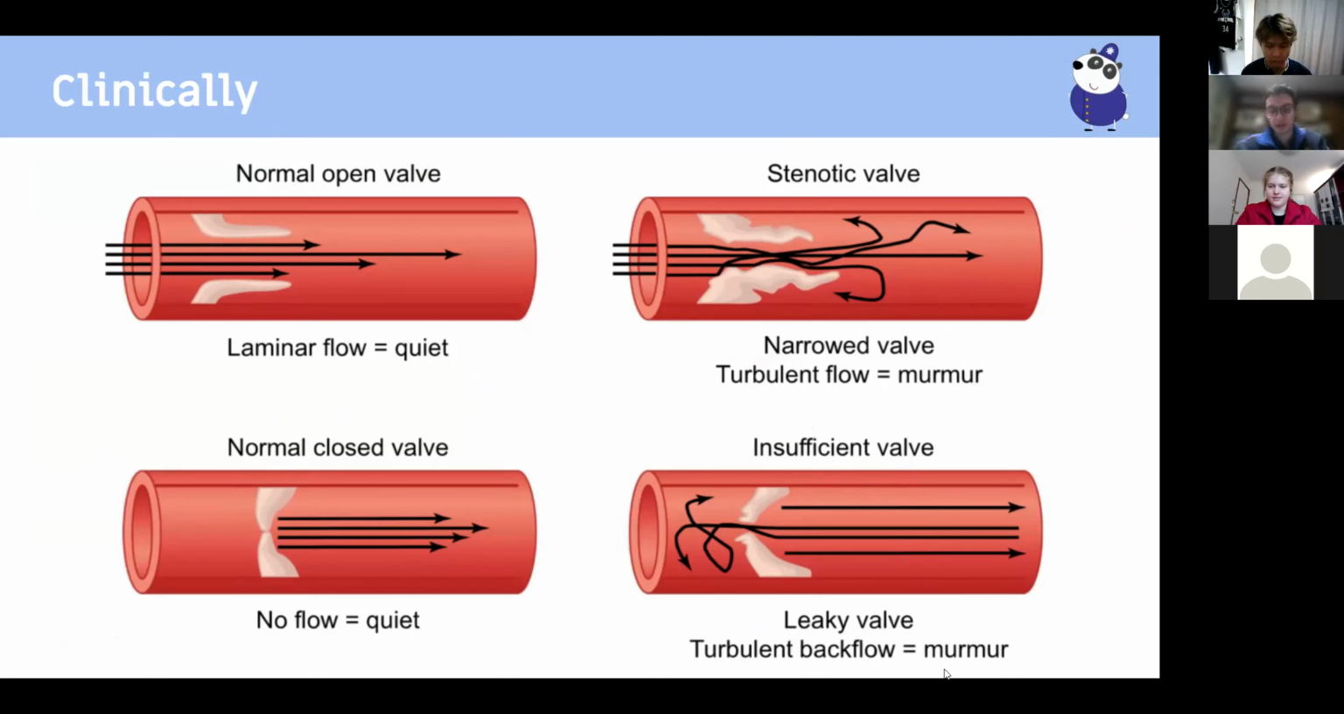Can anyone think of how you know if it's a narrowed valve or a leaky valve clinically when you auscultate?